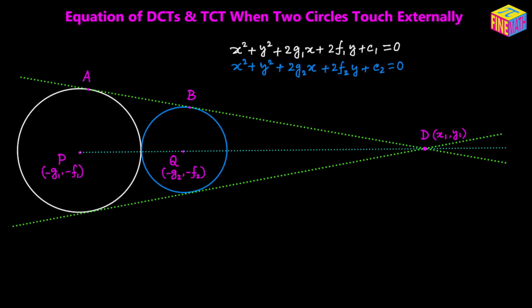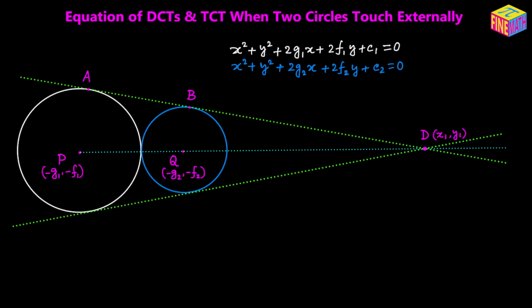Let's suppose the center of the largest circle is at point P, whose coordinates are negative g sub 1 comma negative f sub 1, and the center of the smaller circle is at point Q, whose coordinates are negative g sub 2 comma negative f sub 2. And let's assume that the points of contact for the direct common tangent on the upper side, with the largest circle the point of contact is point A and with the smaller circle it is point B. And let's suppose that the direct common tangents would intersect at point D on the extended PQ line.